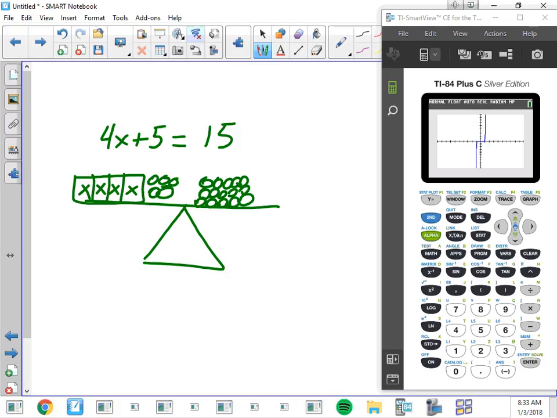Oh, I didn't mean 15. I meant 20. Sorry. There we go. So I need to get rid of 5 rocks. So I go over here and I eliminate 5 rocks. It's still balanced. I have 4 x's is equal to 15 rocks.